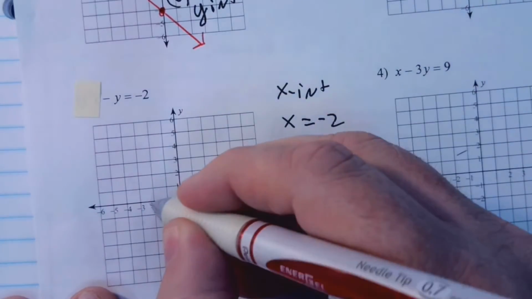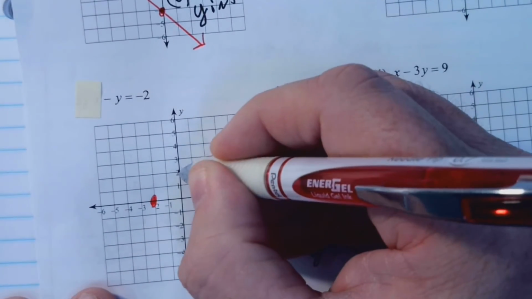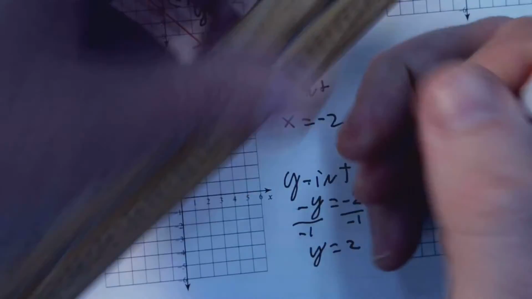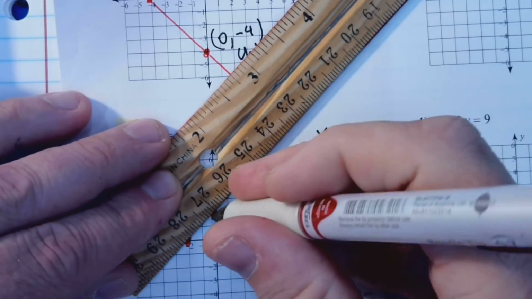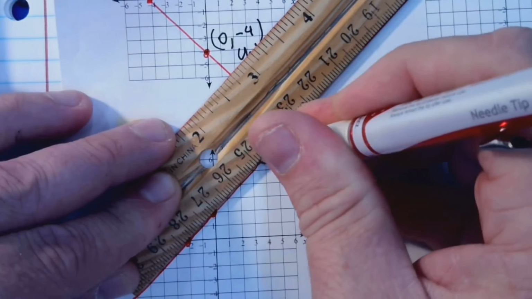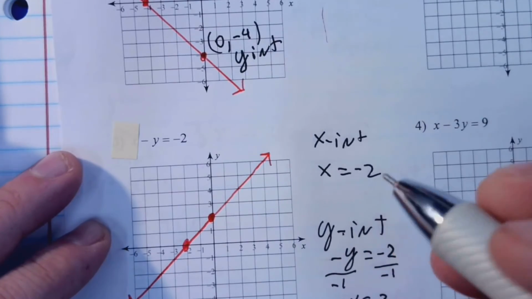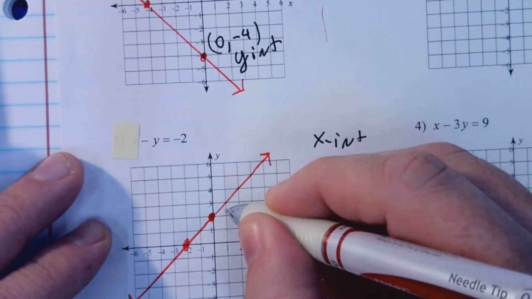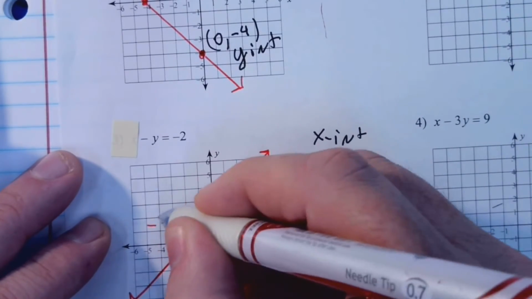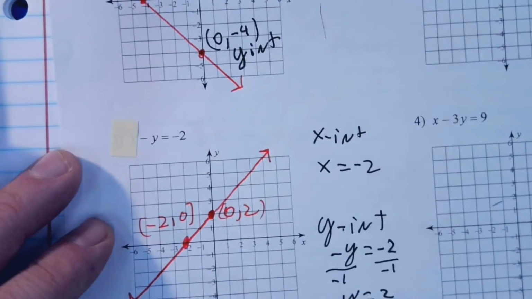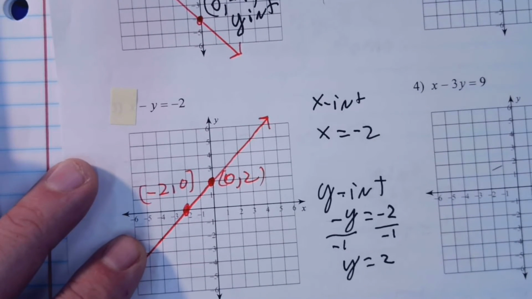X-intercept, -2. Y-intercept, 2. Is this faster than yesterday? Is it a lot faster? To some of you, it's a lot faster, which is nice. This is going to be 0, 2. This is going to be -2, 0. So far, so good.